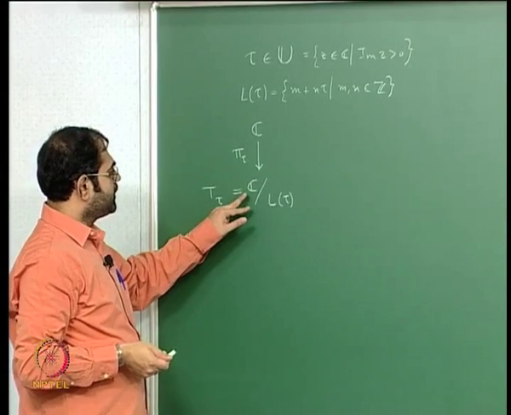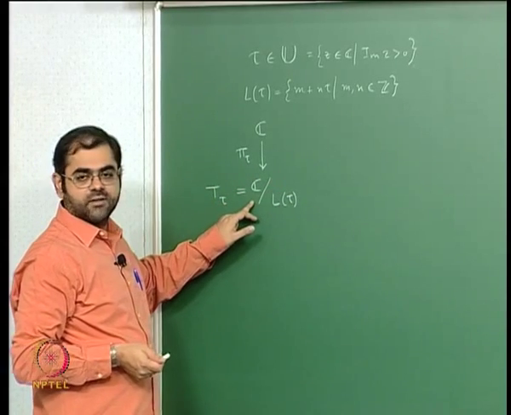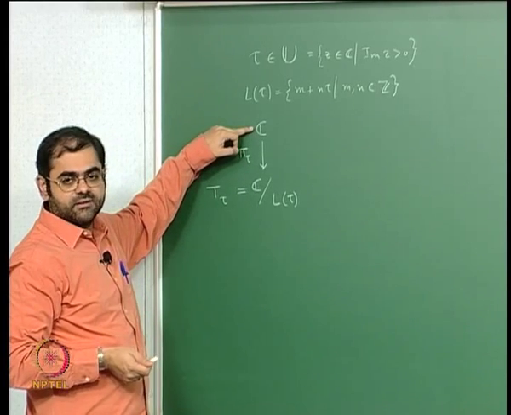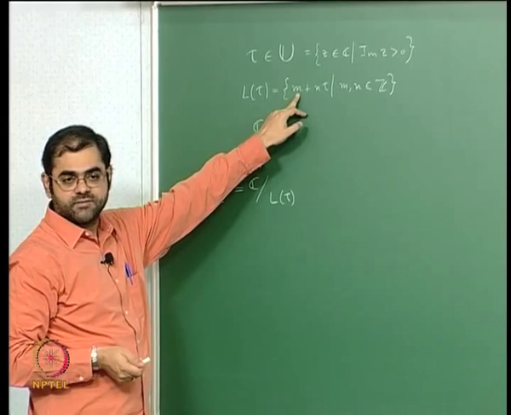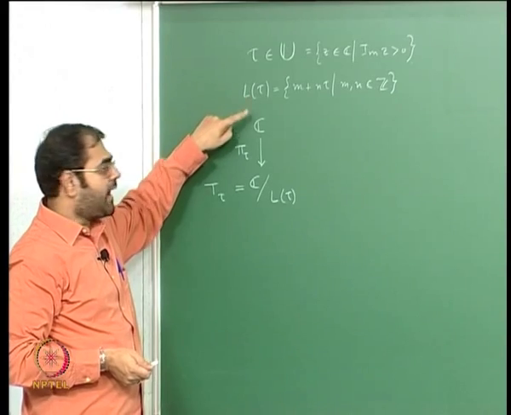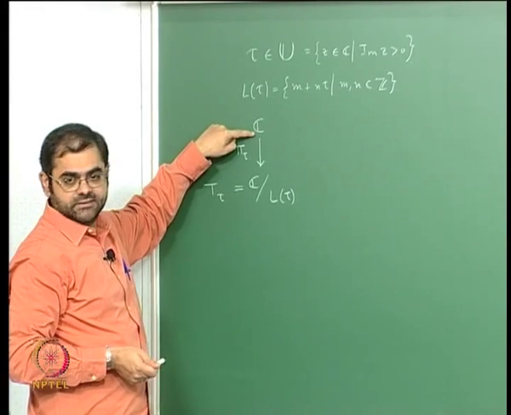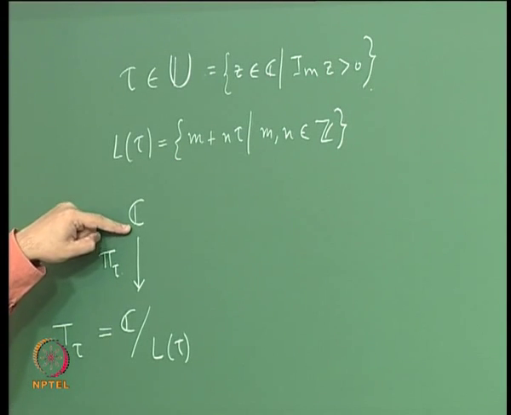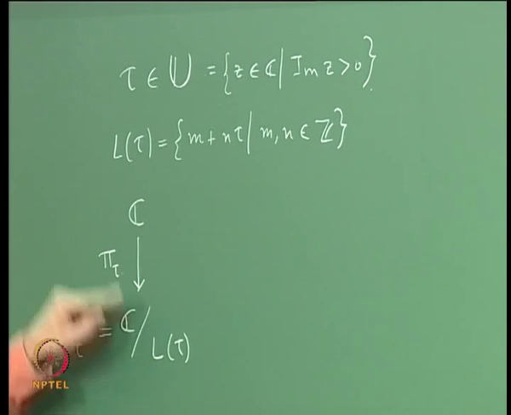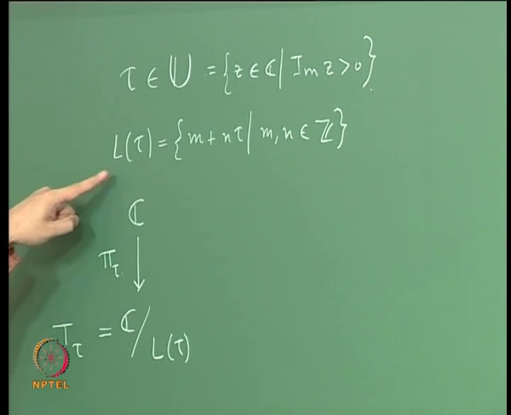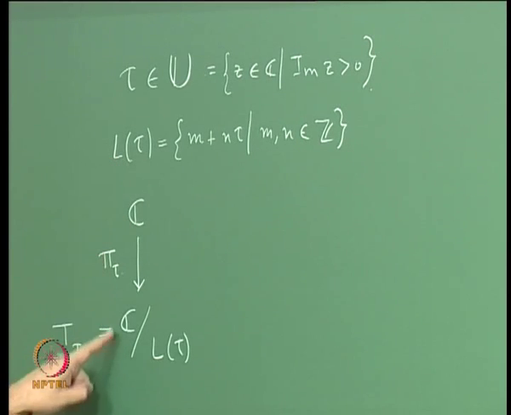This quotient is the set of equivalence classes where the equivalence relation is: two complex numbers are declared equivalent if their difference is an element of this form. Another way of saying it is that each element of L of tau acts as a translation on the complex numbers. If you go modulo that action, this is an abelian group which is just isomorphic to Z cross Z, and this acts on C, and this is precisely the set of orbits.